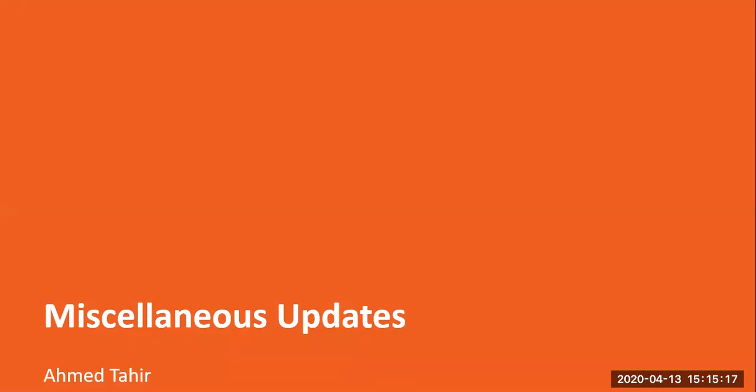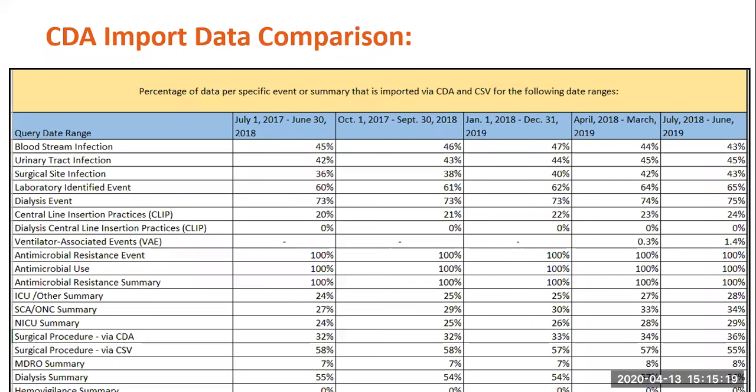Next are miscellaneous updates in NHSN. This slide is a display of the percentage of CDA imports versus manual entry or CSV imports for procedures. The year-to-date range was selected to include completed quarterly CMS reporting, and this can also be found in our recent newsletter.